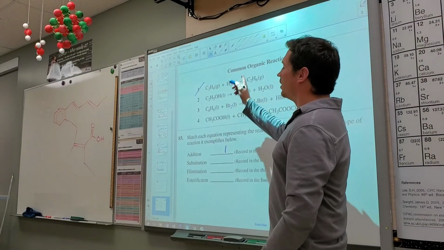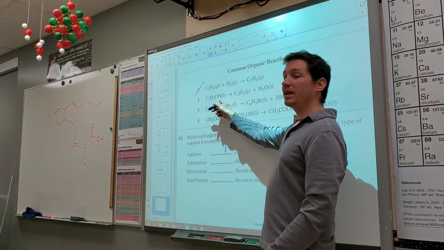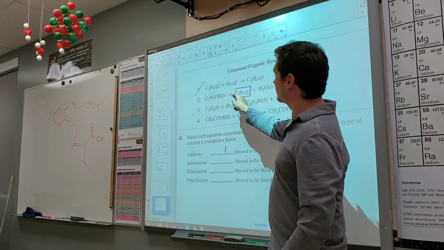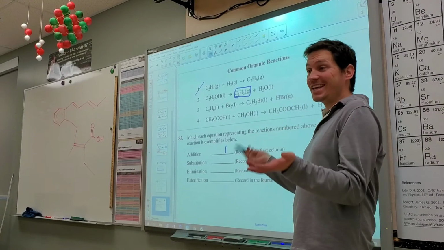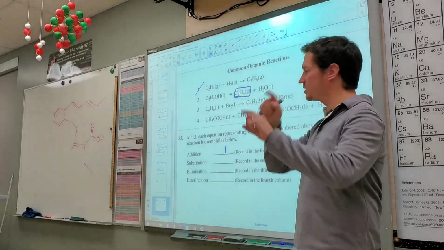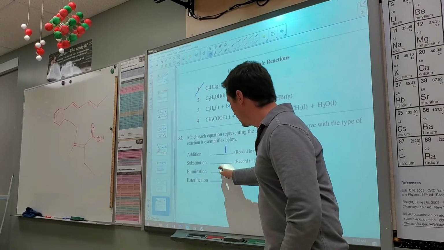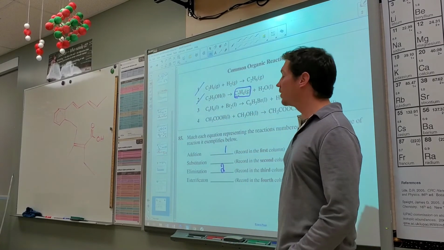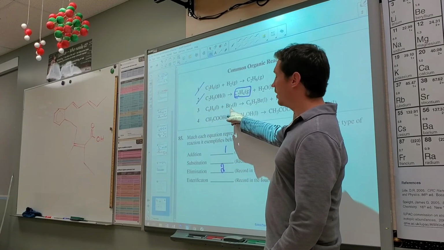Number two. You're starting with one thing and turning into two things. And what do you notice about this product? A double bond. It has to be a double bond, right? Or it's cyclic, but you can't have two things be cyclic. You need at least three things to be cyclic. So what are we going to call that? Elimination. Good, two's out.